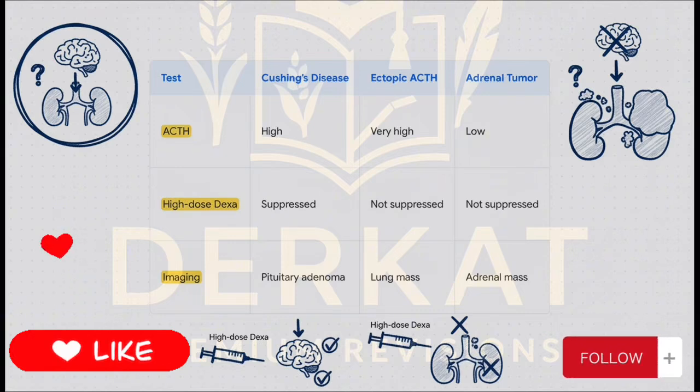Just look at the patterns. If it's an adrenal tumor, ACTH will be low because the brain is desperately trying to shut the system down. But if it's Cushing's disease or an ectopic source, ACTH is going to be high. So how do you tell those two apart? Well, that's where the high-dose dexamethasone test comes in. A pituitary tumor will usually listen to that strong signal and suppress cortisol production. But a rogue ectopic tumor, it just won't respond at all.